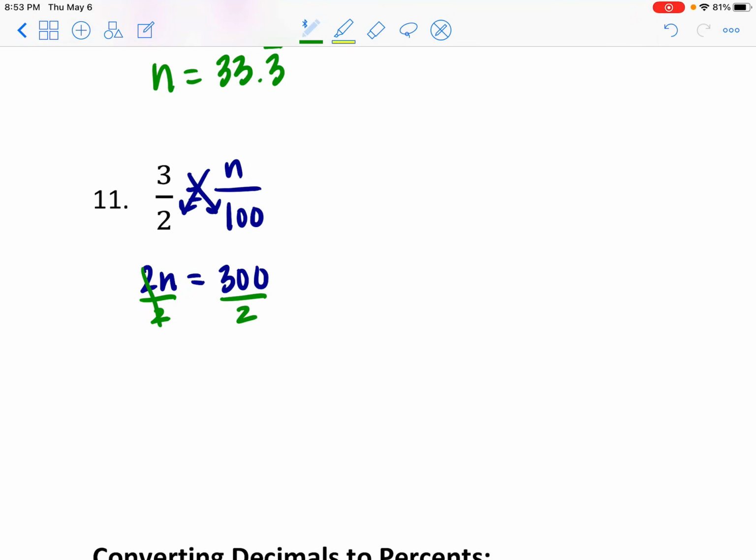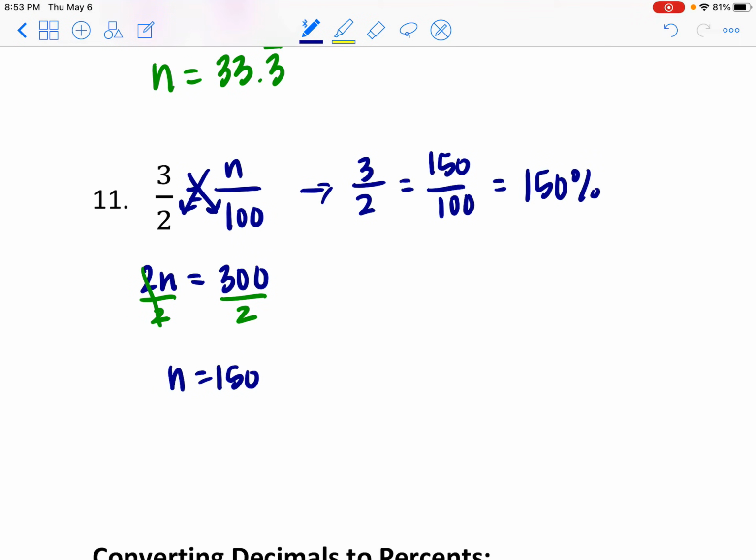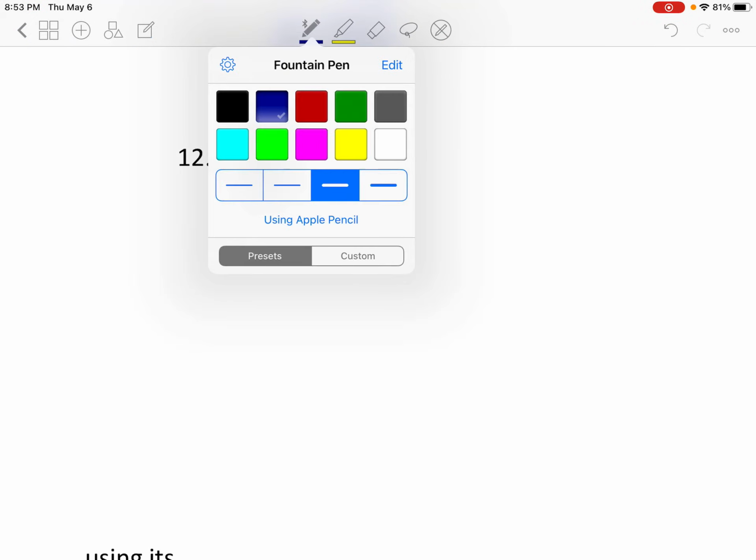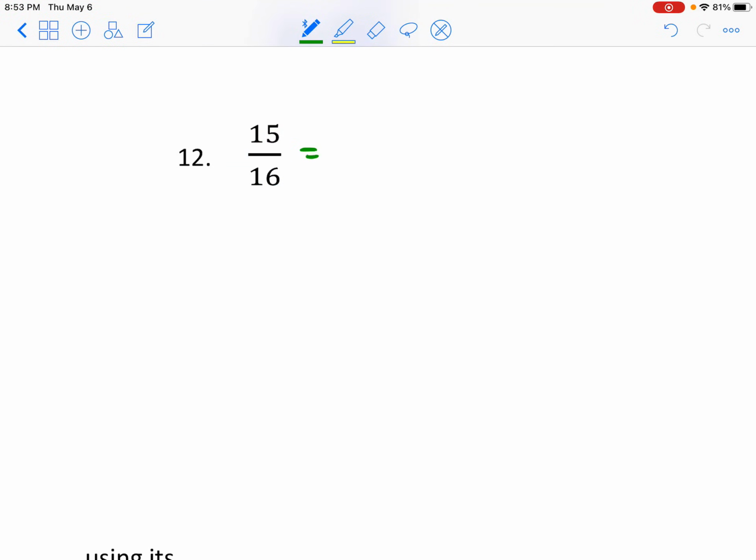This one works out kind of nicely for us. 300 divided by 2 is going to be exactly 150. So that means 3 out of 2 is the same as 150 out of 100. And 150 out of 100 is exactly 150%. Okay? One more, and if you're feeling confident here, this would be a good place for you to pause the video and try this out.